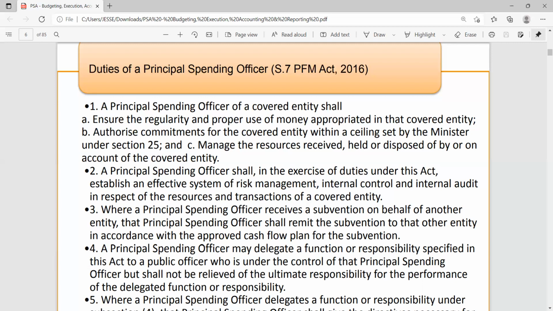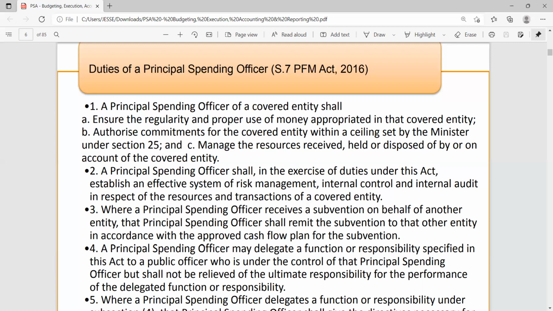Just like any organization where there's an internal audit function or internal controls are put in place to ensure that processes are watertight. Number 3, where a principal spending officer receives a subvention on behalf of another entity, that principal spending officer shall remit the subvention to that other entity in accordance with the approved cash flow plan for the subvention.